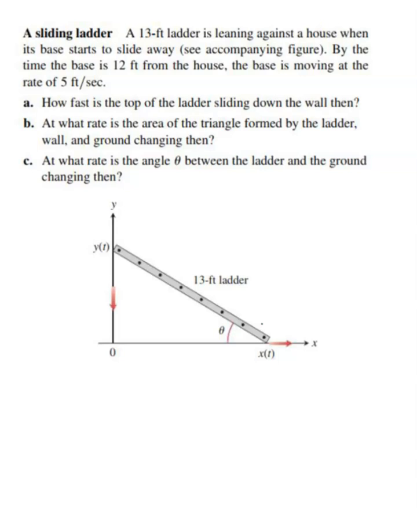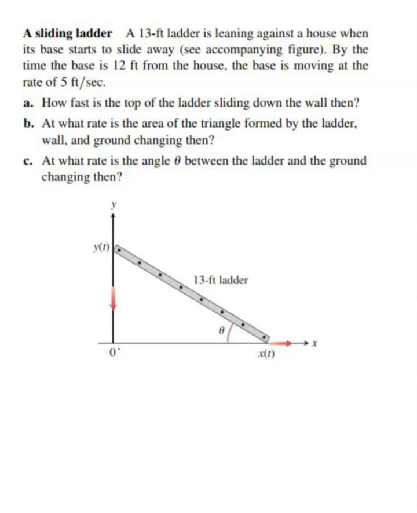Okay. In fact, they gave us this arrow here, the red arrow, to show us that this base is sliding off on the ground, and so the height is dropping. How fast is the top of the ladder sliding down the wall then? B. At what rate is the area of the triangle formed by the ladder, the wall, and the ground changing then? C. At what rate is the angle theta between the ladder and the ground changing then?